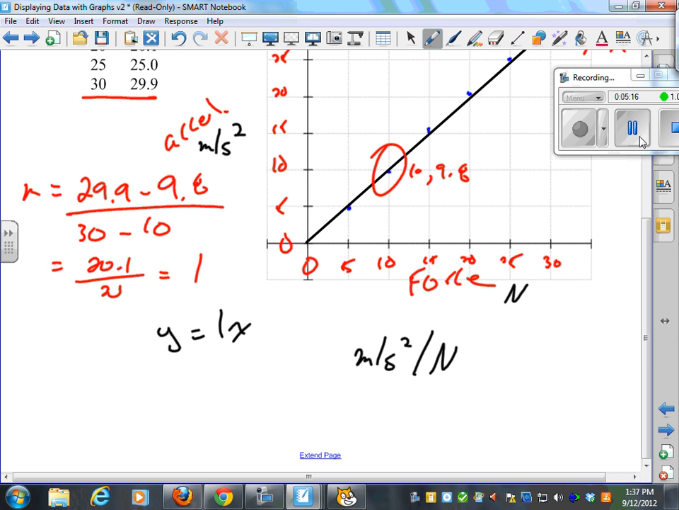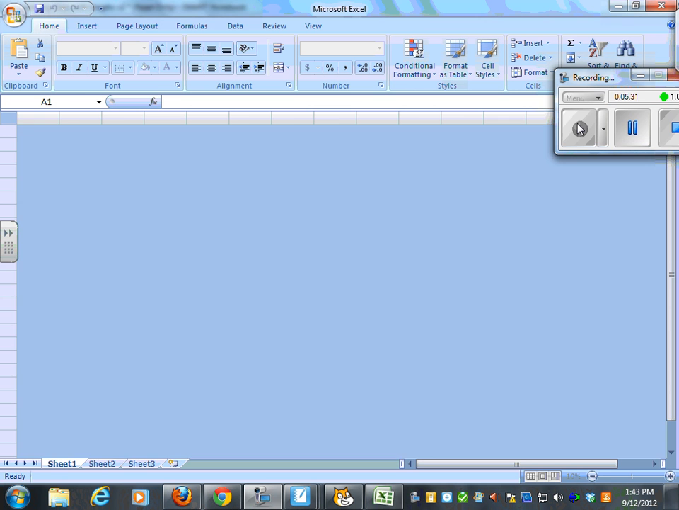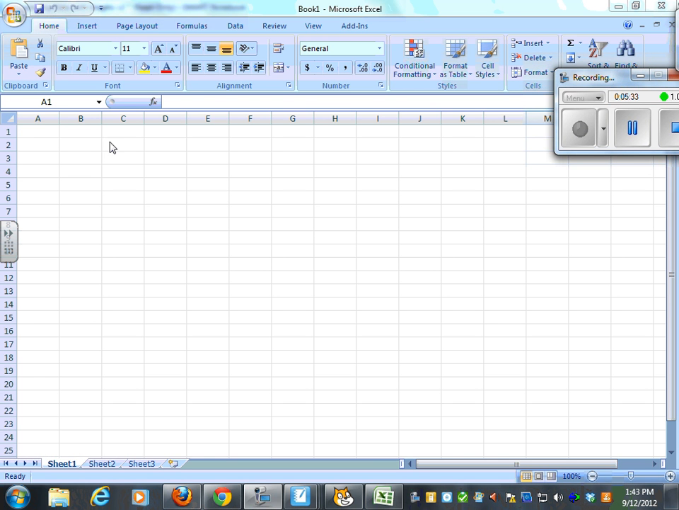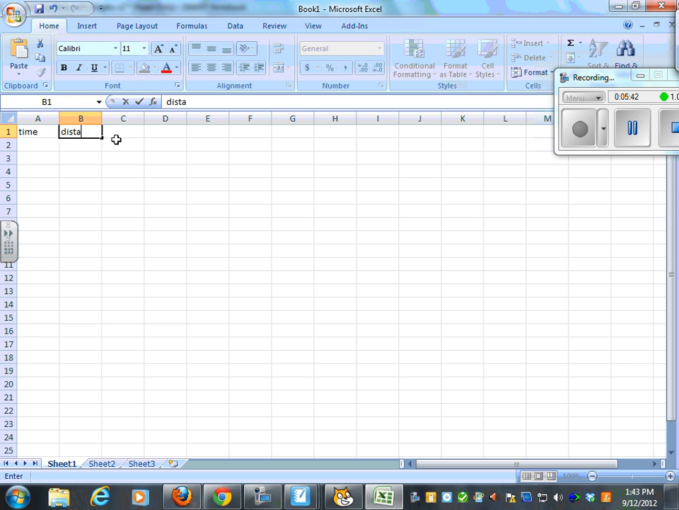All right. Now, the next step today is to learn how to do all of that on a computer. Because, in case you haven't noticed, the calendar says 2012. Real scientists don't use graph paper. So your data should look like this. A1 should be time, and distance. Time and distance, and then you're just going to go 1, 2, 3, 4, 5.